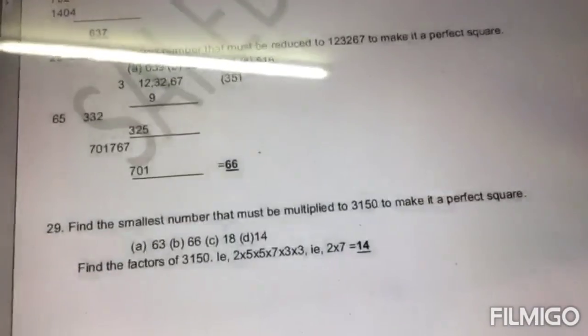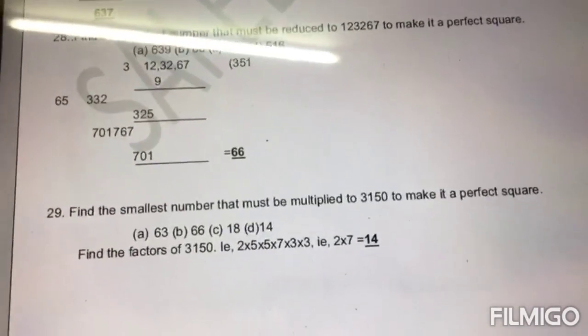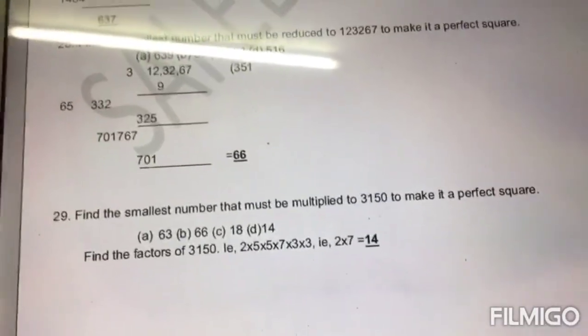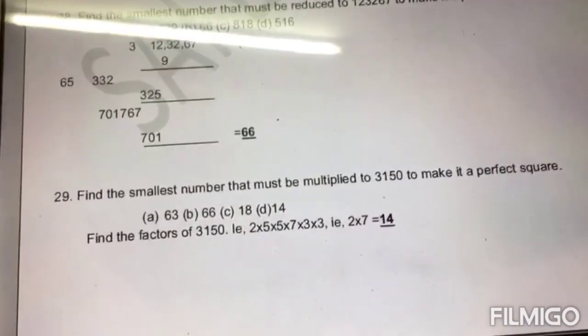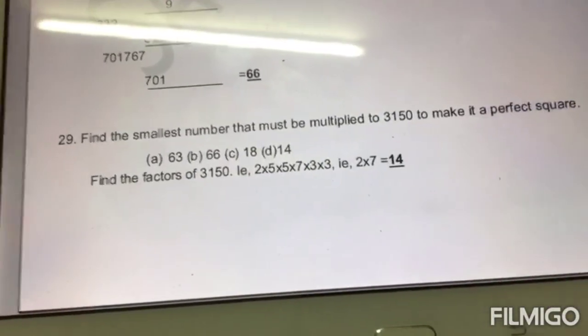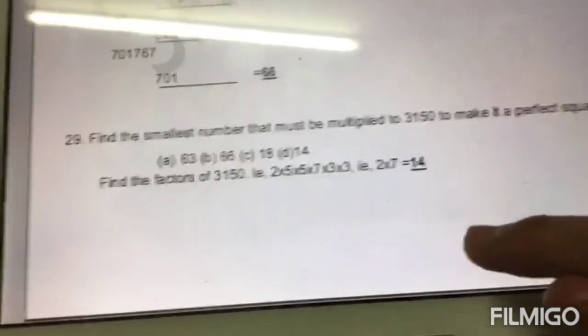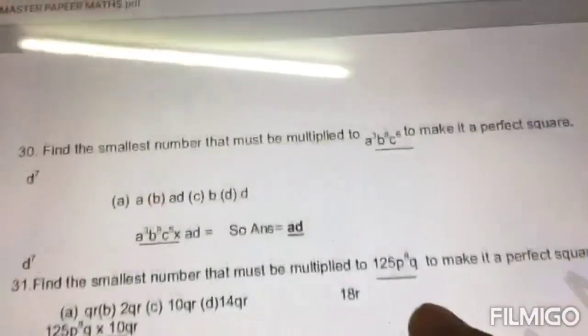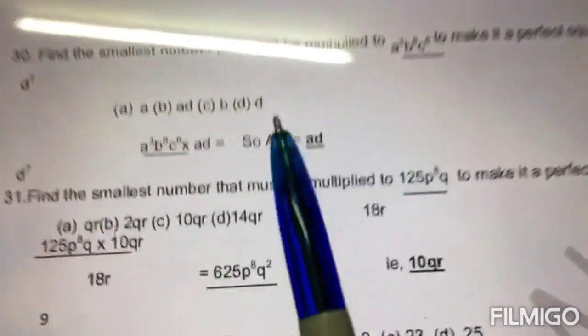So we're going to continue with our lecture on square roots and cube roots. We left at number 28, so let's start number 29. Now number 29 is very similar to one of the previous questions, so I'm not doing it. I want you to try it. I would like to do number 30, okay?